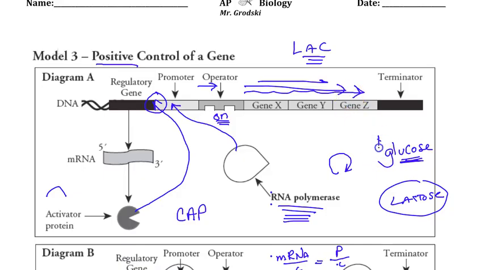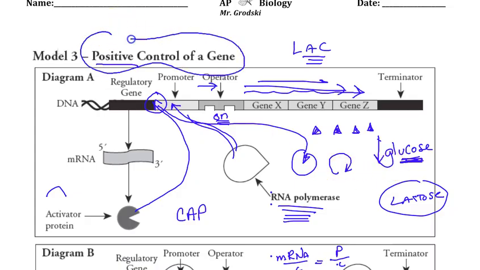Now, if we have low glucose, that would produce a lot of this cAMP, which means it'll bind to the CAP, change its shape so it attaches, and increase the rate of lactose enzyme production. Okay, so again, if you need to see that exact way, go to your book, but positive control and negative control work hand in hand.